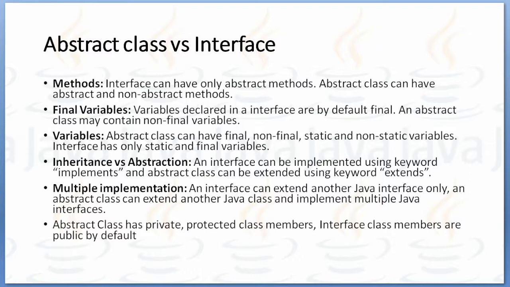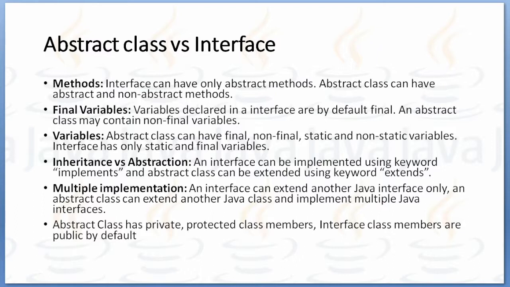An interface can be implemented using the keyword implements. An abstract class can be extended using the keyword extends. Multiple implementation. An interface can extend another Java interface only. An abstract class can extend another Java class and implement multiple Java interfaces.